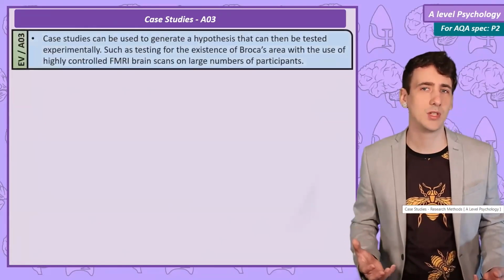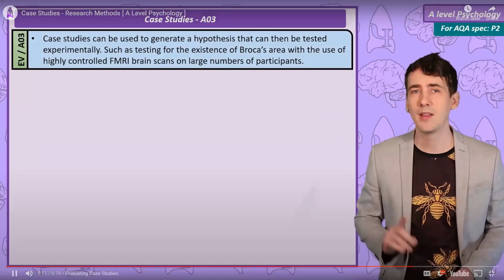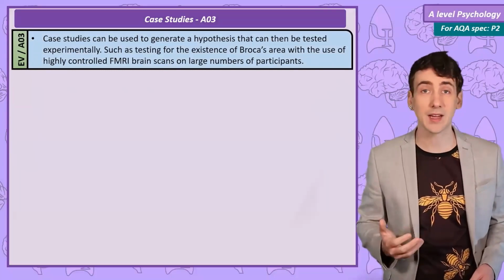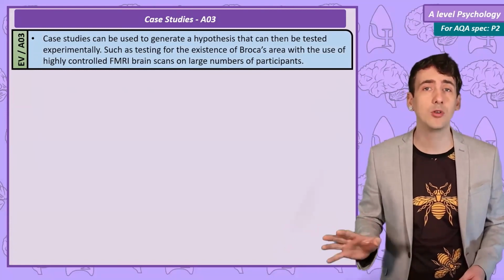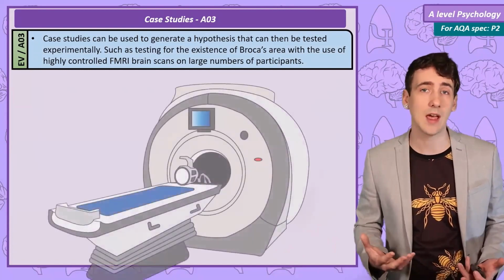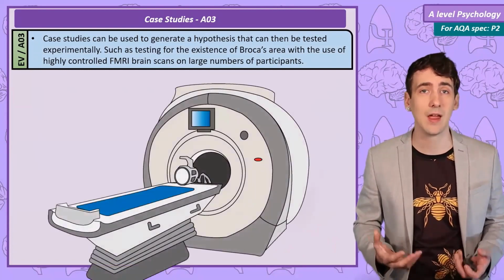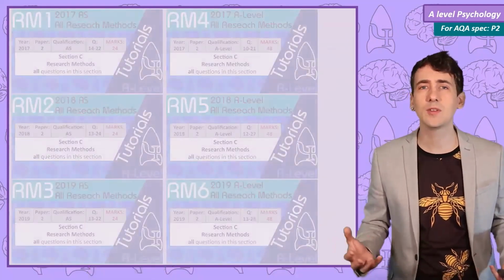While case studies shouldn't be generalized and lack the scientific credibility of experimental methods, they can generate hypotheses that can be tested empirically and then ultimately accepted. Well over 100 years after Paul Broca and Tan's death, we now can use fMRI scans to confirm the existence of the region of the brain associated with speech production. So that was case studies.